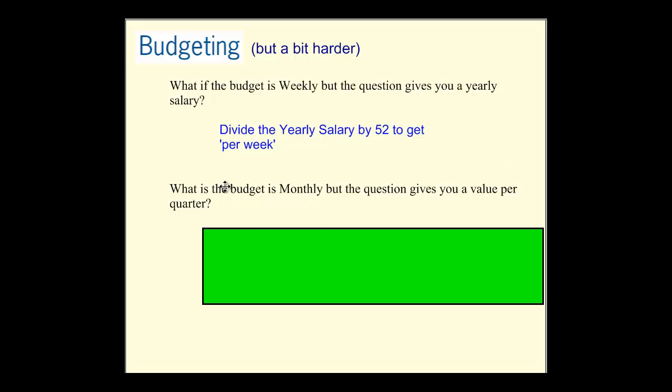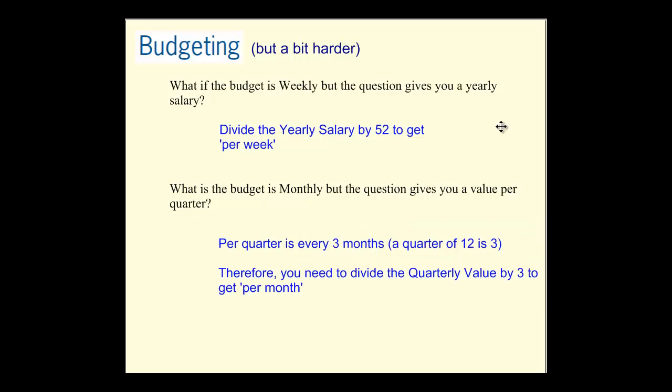What if the budget is monthly, but the question gives you a value per quarter? Per quarter is per 3 months, and that's typically what bills get charged to people. So your phone bill, your electricity, your gas, and your water will get charged to you per quarter. If you are doing a budget per month, you need to realize that a quarter is a quarter of a year and it's 3 months. Therefore, you need to divide the quarterly value of the bill by 3 to get the per month.